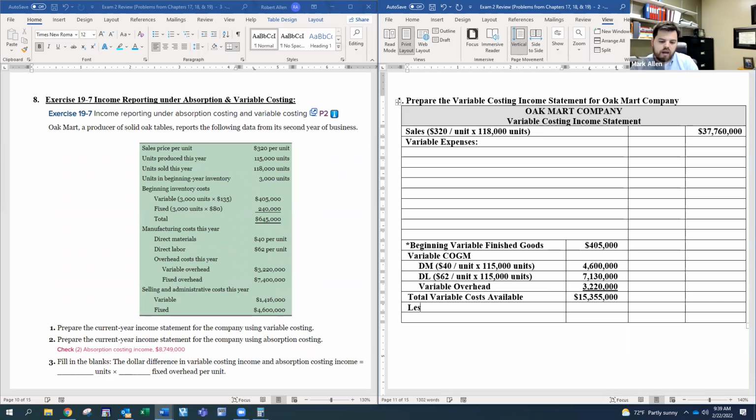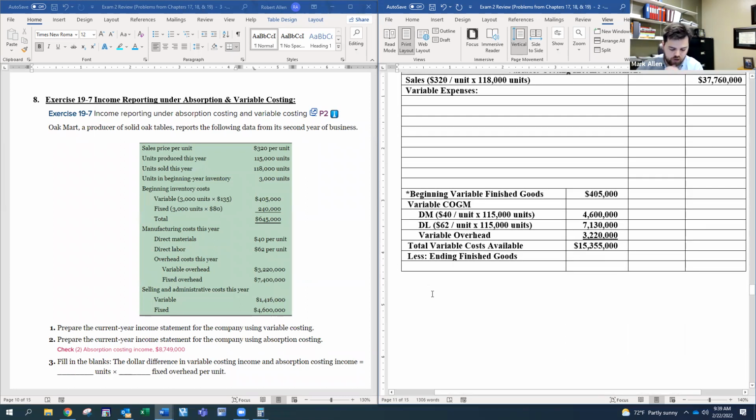$15,355,000. Now, at this point, you would normally have to subtract out your ending finished goods. But in this case, we have something nice happening here. Notice that we started the year with 3,000 units. Then we produced 115,000 units. Then we sold 118,000 units. So we've actually got 0 units in ending inventory. And because of that, this works out really, really nicely.